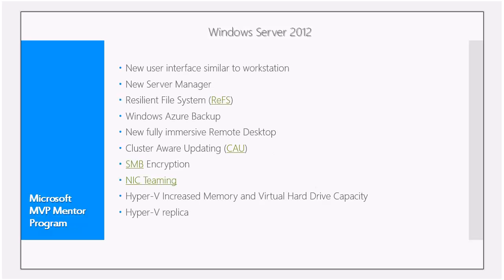So back to the presentation, it also provides support for something called Windows Azure Backup. And it's also got bits and pieces of the new UI. There's also a new feature called Cluster Aware Updating, which allows you to easily update your nodes in a cluster environment without going offline, which is pretty nifty. You also have SMB encryption, NIC teaming, and Microsoft has also made major improvements to Hyper-V, which is the hypervisor that allows you to run virtual machines on Windows.